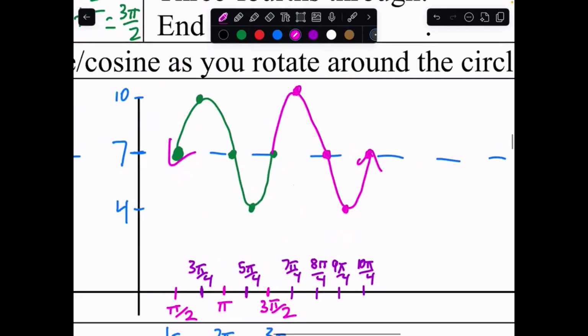Okay, so this would be a completed graph. You can see every midline point, I can see the angle and the y value. Every maximum, I can see the angle and the y value. Every minimum, I can see the angle and the y value. Okay, so that's what I'm looking for you to label, right? You don't have to label the individual points, just have them labeled on the axes.